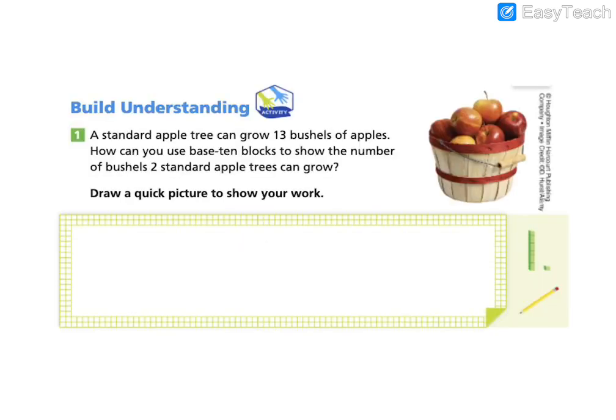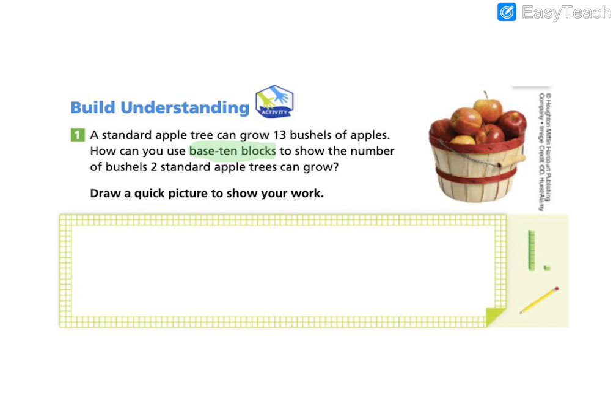All right, so let's take a look at number 1. A standard apple tree can grow 13 bushels of apples. How can you use base 10 blocks to show the number of bushels 2 standard apple trees can grow? Okay, so this isn't giving us an option. We're going to use base 10 blocks to show. If you have any base 10 blocks in front of you, you are more than welcome to use these. Or you can draw using our sticks and our cubes.